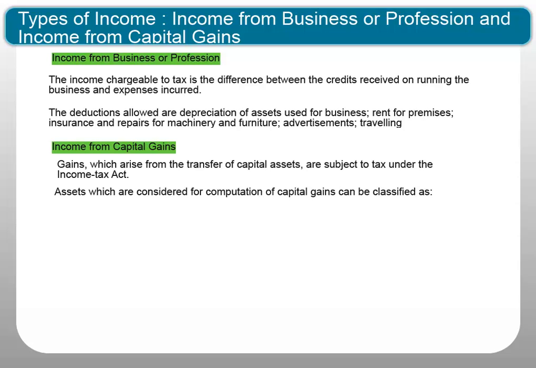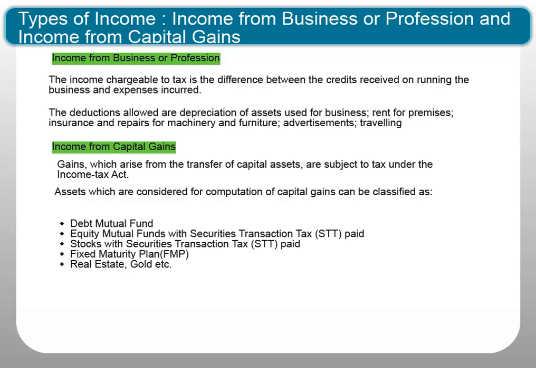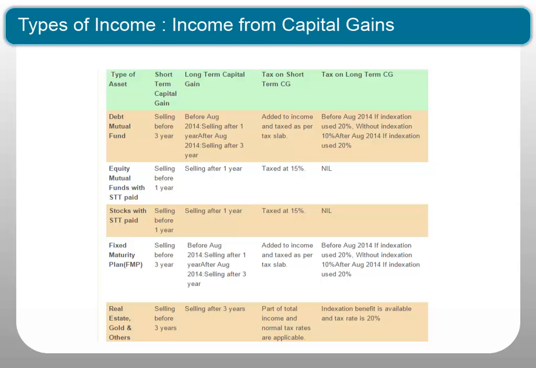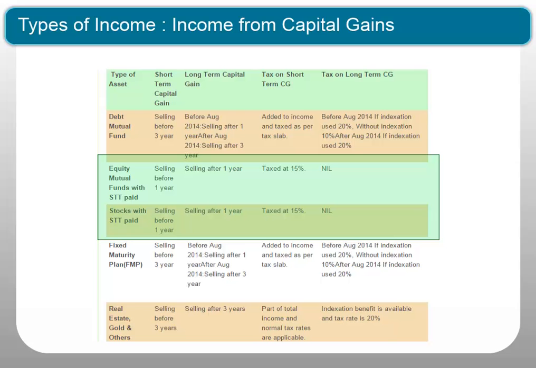Assets which are considered for computation of capital gains can be classified as debt mutual funds, equity mutual funds with securities transaction tax paid, stocks with STT paid, FMP, real estate, gold, etc. The table shows how short and long-term capital gains are calculated on different kinds of assets. For example, for shares and equity mutual funds, if you sell before 1 year of holding you are taxed at 15%. After a year, at 0%.